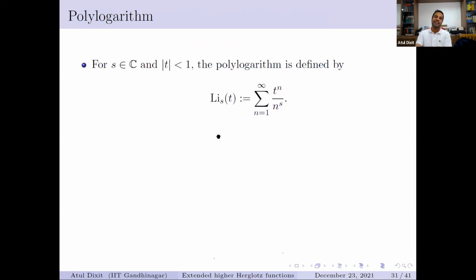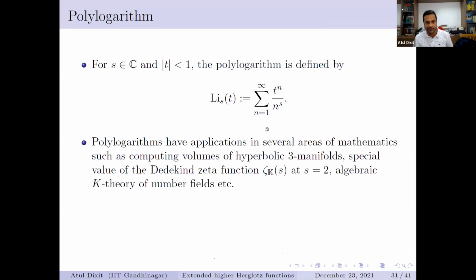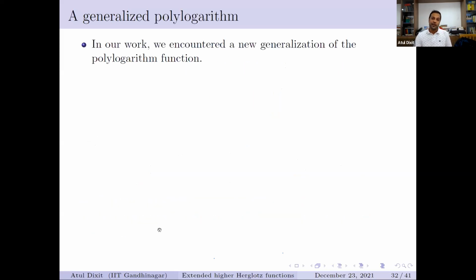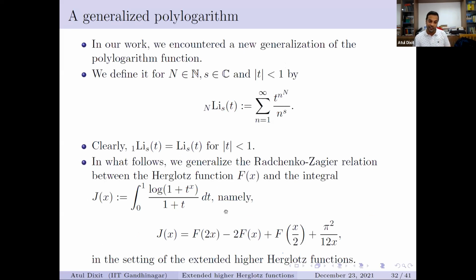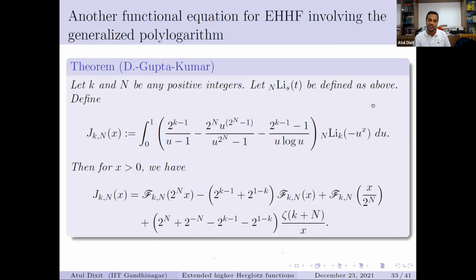One more thing which is really very nice, and I would like to comment on that, is that a polylogarithm function, many people know, is defined by the summation t to the n over n to the power s. They have applications in several areas of mathematics, like computing volumes of hyperbolic 3-manifolds, then special values of Dedekind zeta function at s is equal to 2, algebraic K-theory of number fields, etc. So we encountered a new generalization of polylogarithm where we had this t to the n to the power capital N over n to the power s. And using this, we were able to generalize the Radchenko-Zagier relation between this integral and the Helmholtz functions. And it looks like this.